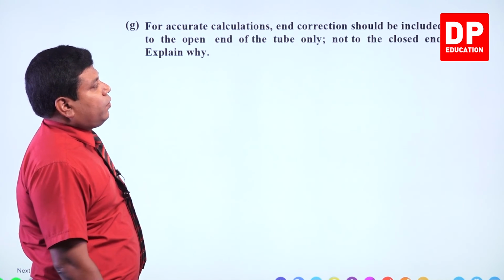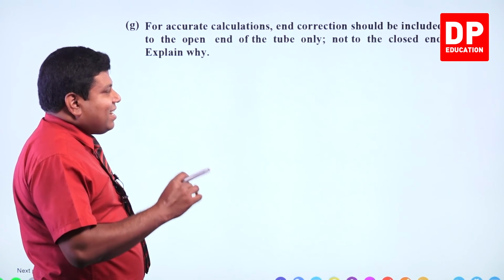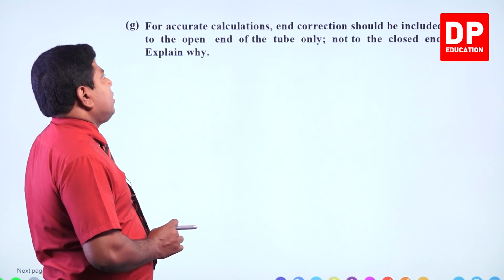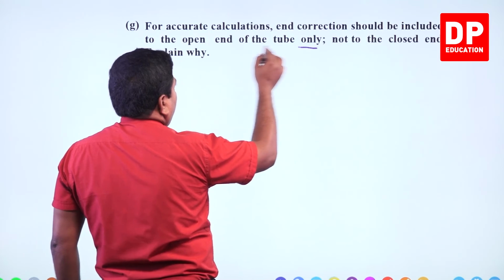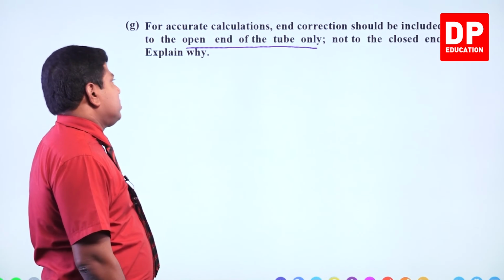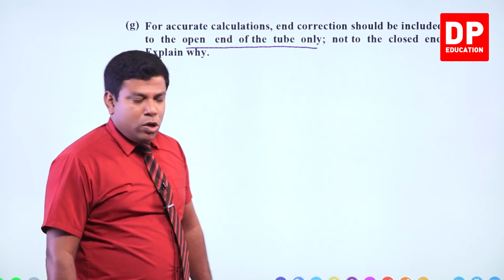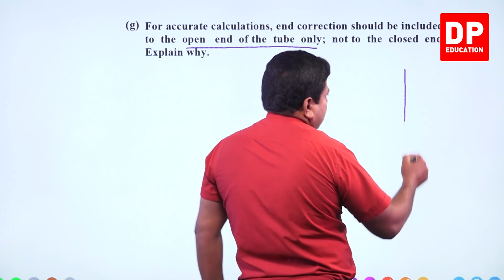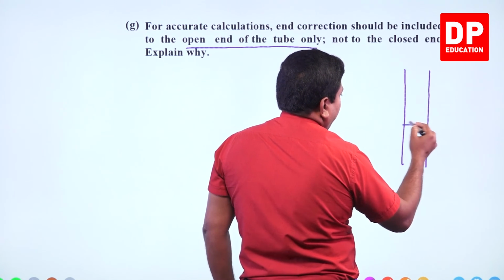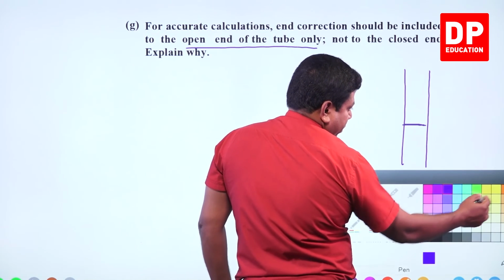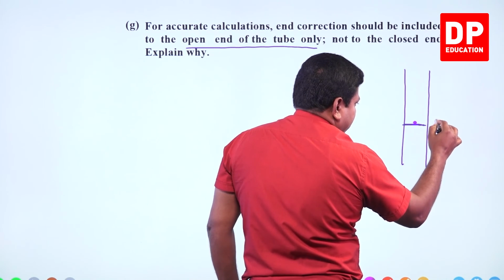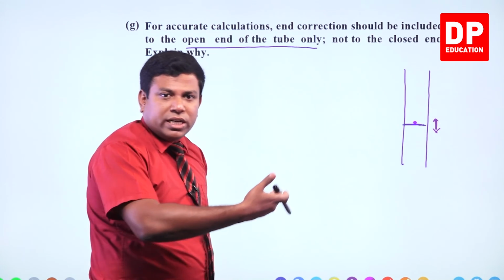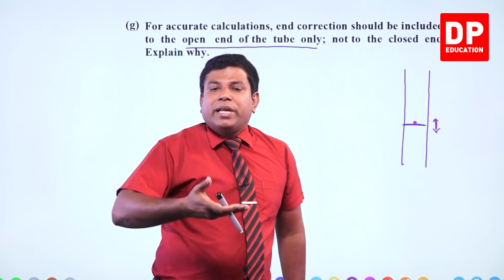For accurate calculations, end correction should be included to the open end of the tube only. Open end only, not to the closed end. Explain why. You know the vibration is longitudinal. So, when you have water here, the particles here cannot vibrate. They can't vibrate because there is water. So, it won't let it vibrate.